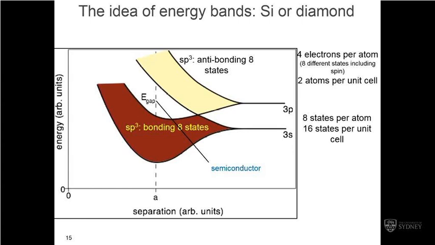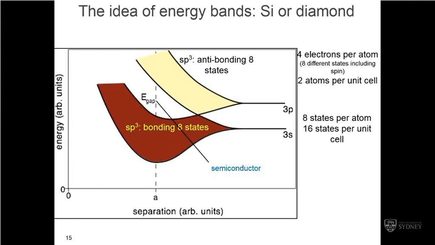Now, when we look at the various crystal structures that can form, we will see what actually the structure is of silicon or diamond. But just let me tell you, in the repeating cell to make up your bulk, it's got 2 atoms in what we call the unit cell. And there are 8 states per atom and 16 states per cell, which I'll show you on the next slide.